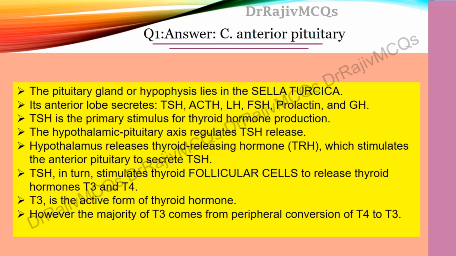T3 is the active form of thyroid hormone. T3 represents only 20% of the released hormone, whereas the majority of T3 comes from peripheral conversion of T4 to T3.